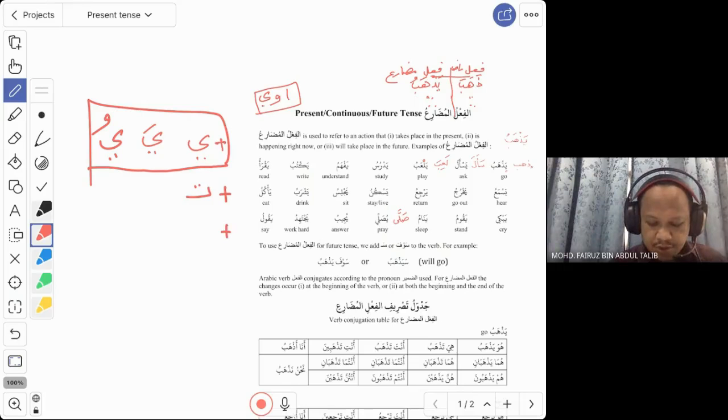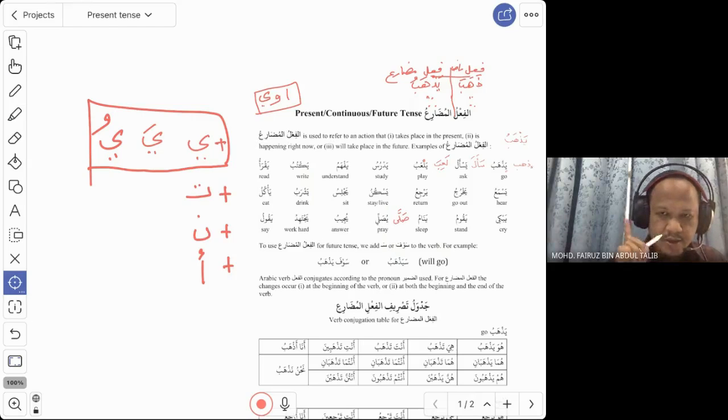Sometimes you add nun. Sometimes you add alif. So actually, you can add not just ya. You can add any of these four letters: ya, or ta, or alif, or nun. But this is according to the dhamir, according to the pronoun. Okay, we will see that afterwards, all right?